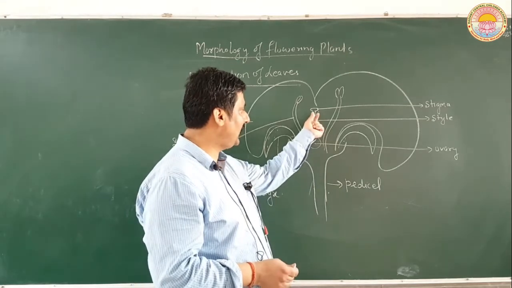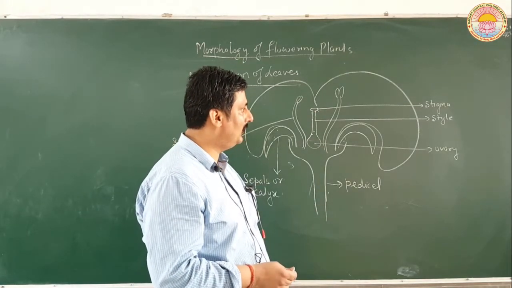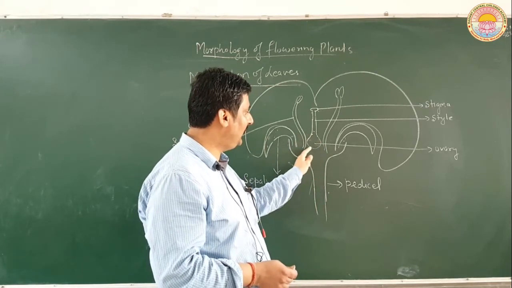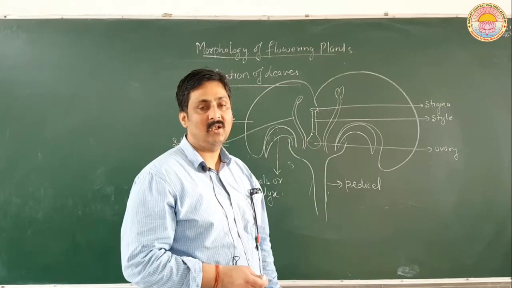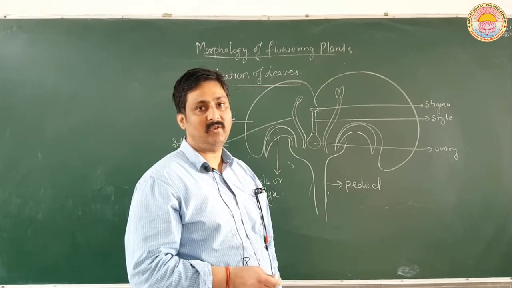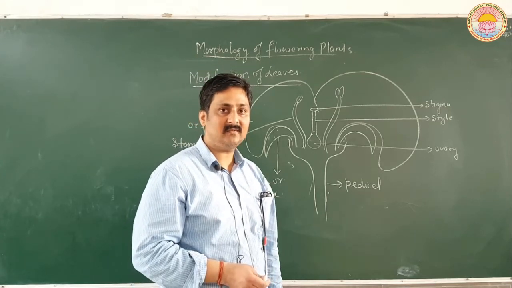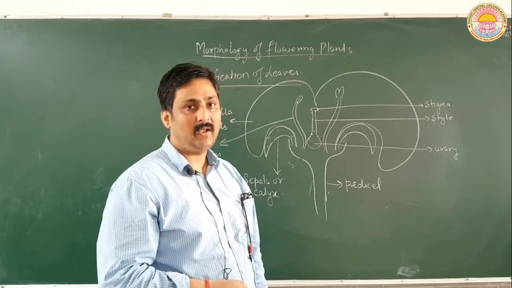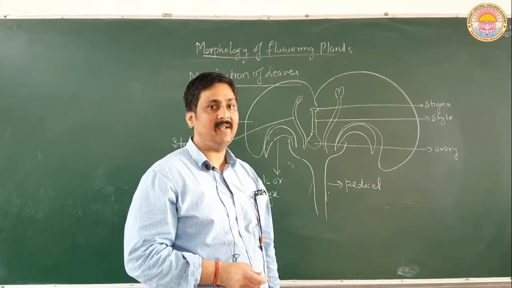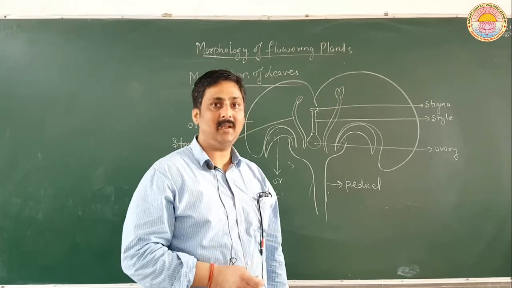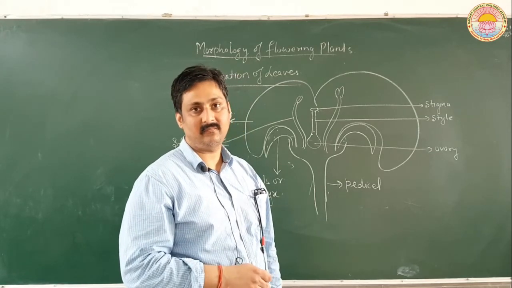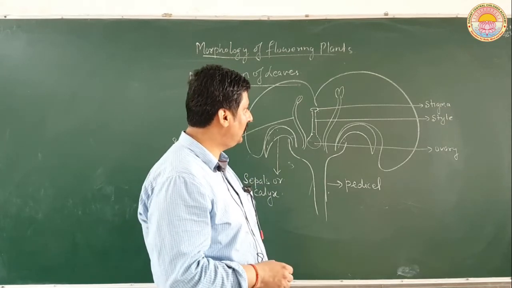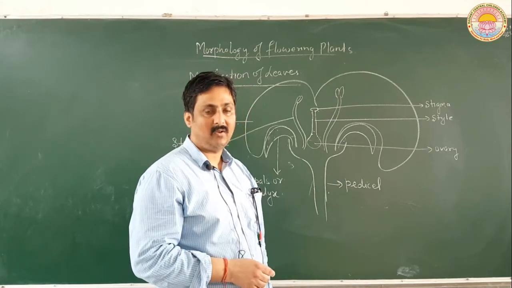Inside the style this pollen tube is formed, and then you observe the basal swollen portion of the pistil, called the ovary. The ovary contains the ovule, and inside the ovule the embryo sac, or female gametophyte, is present. Inside the female gametophyte the eggs are present. So this is just information about the flower.